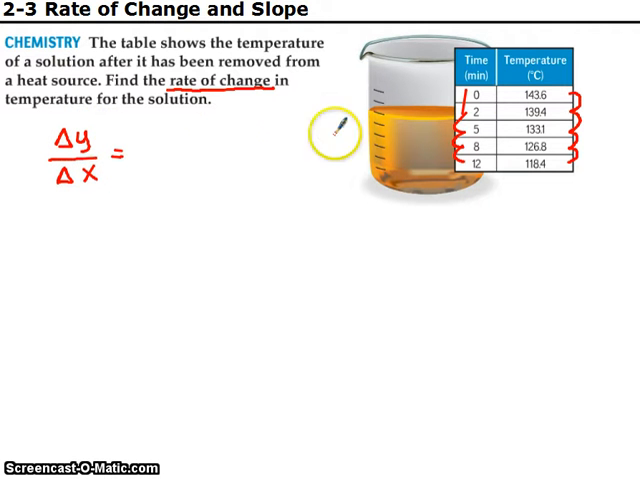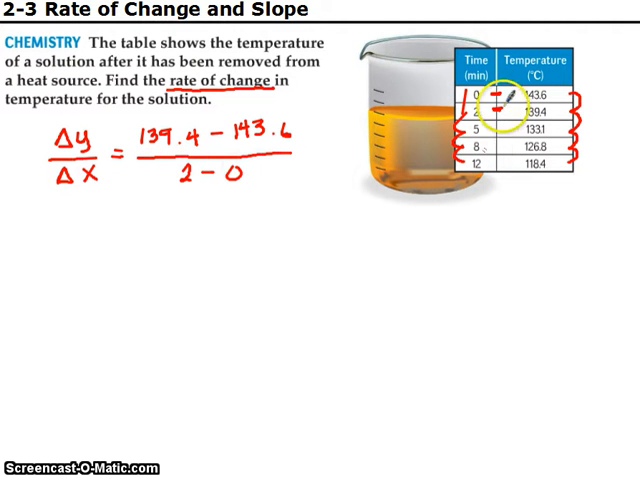Okay, and really we only need two different points. So I'm going to use this one and this one. Okay, so I'm going to do 139.4 minus 143.6, and then I'm going to do 2 minus 0. Okay, you could have done it the other way. I could have done 143.6 minus 139.4 and 0 minus 2. All right, just as long as the points kind of line up with each other on the top and bottom.